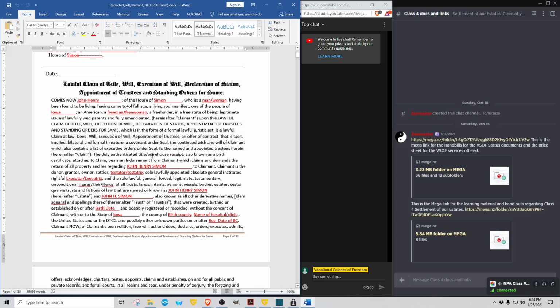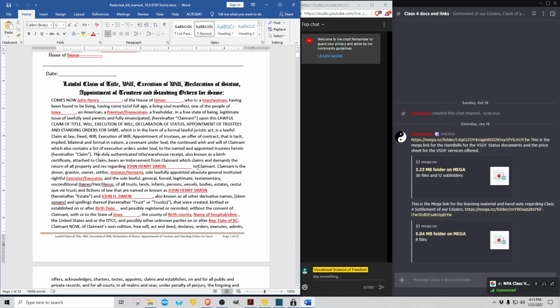The duly authenticated title warehouse receipt, also known as a birth certificate, attached to claim, bears an endorsement from claimant, which claims and demands the return of all property and res regarding John Henry Simon. And this would be the name on your birth certificate, exactly how it's printed on the birth certificate. It's not necessarily the upper and lowercase thing. It's not necessarily the all caps thing. It's exactly how it's printed on the BC.